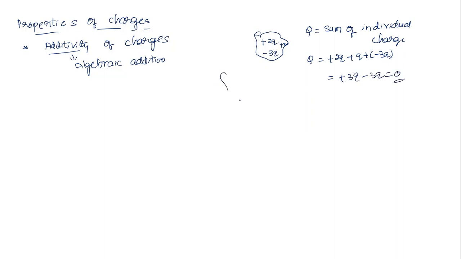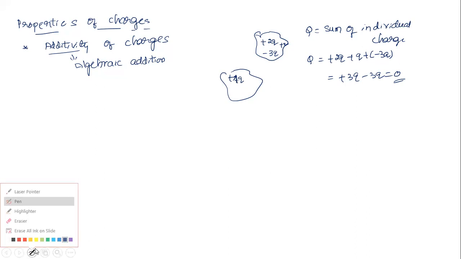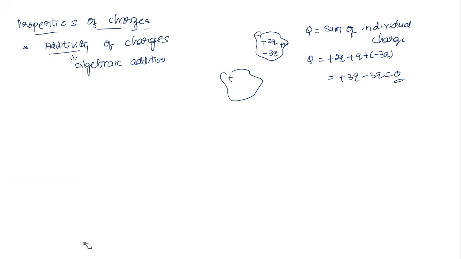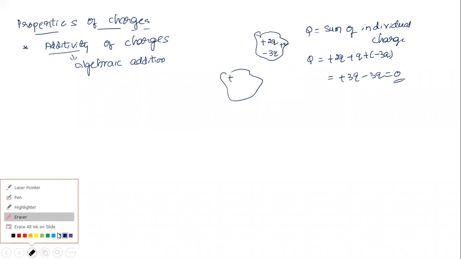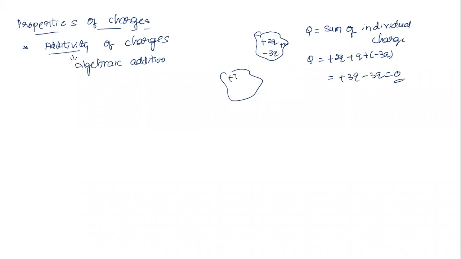Like this, you can take some other body. It is given plus 7q. Or in the place of 7q, let us take elementary charge e, it will be easy for you also. Plus 7e, where e is what we call the elementary charge. Its value is how much? 1.6 into 10 power minus 19 coulomb. Minus 3e. Plus 2e.